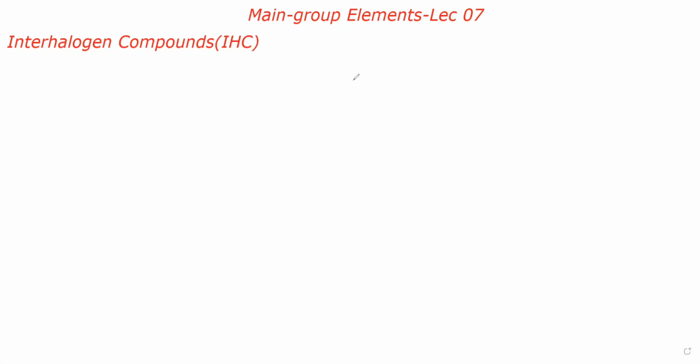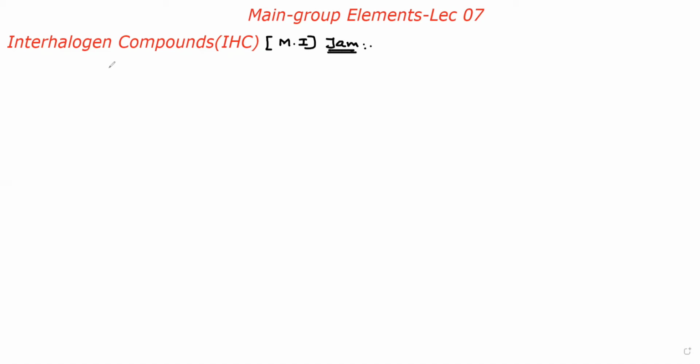Today we are going to discuss main group element lecture 7. In lecture 7, we are going to discuss interhalogen compounds. Please note, it's a most important topic in JAM. Also a very simple topic, okay? If a question comes from this topic, we can score easy marks in the exam.